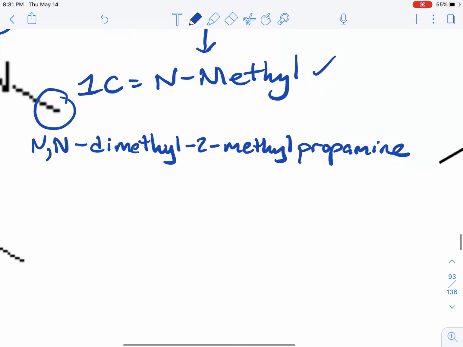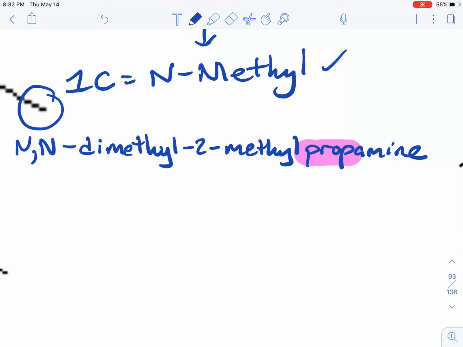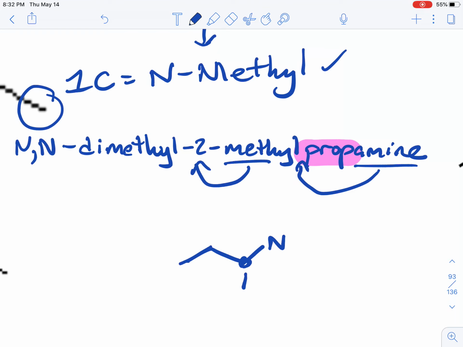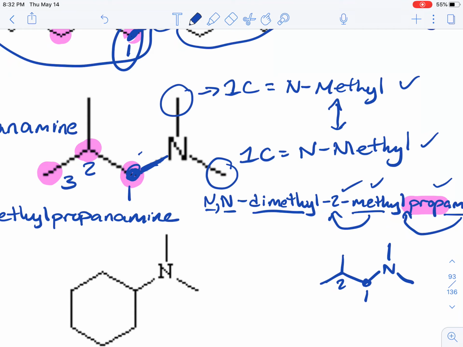Now, in the spirit of getting into the habit of drawing out what you named, let's go ahead and do that. And so I'm going to focus on my ending. I have a prop, so I have a 3-carbon parent chain. And I have an amine, so in front there's no number. If there's no number, that's going to imply that it's on carbon 1. And then I have a methyl on carbon 2. Notice I have a dimethyl and an N. So that means I have a methyl connected to my nitrogen and another methyl that's connected to my nitrogen. And so this would be the skeletal structure of this name. And it's pretty much the same thing that you saw at the very beginning.